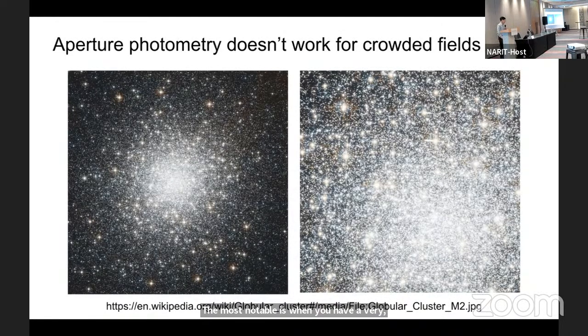This is an image of a globular cluster. If you're familiar with globular clusters, these are collections of really, really old stars in the Milky Way halo. And the core of it can have an incredibly dense amount of stars. You can look at this image and imagine yourself trying to put an aperture on it to measure the brightness of anything, and you cannot do that without having contamination from other sources.